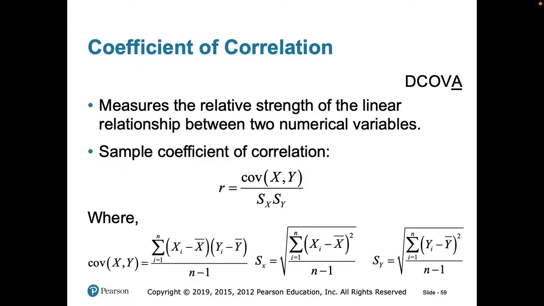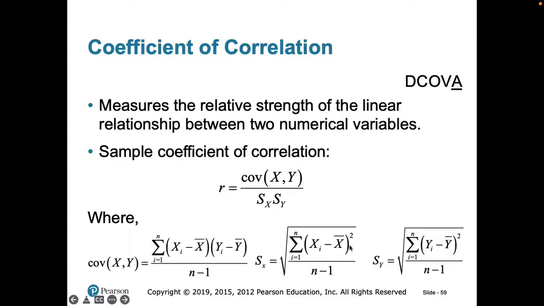Now, the coefficient of correlation is measuring the strength, how strong the relationship is between two numerical variables. The sample coefficient of correlation is going to be r, and then you have the covariance of x and y that you already found, divided by the standard deviation of y and the standard deviation of x. So the formula at the bottom is something we are familiar with, something we've been looking into. You have your covariance formula that we use.